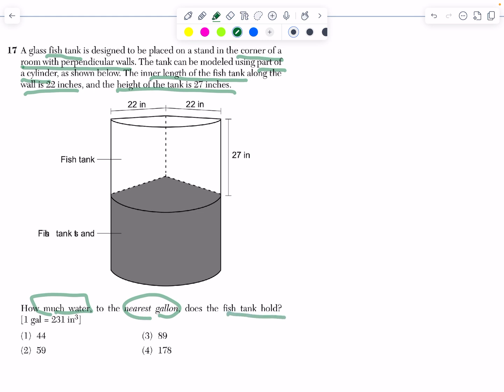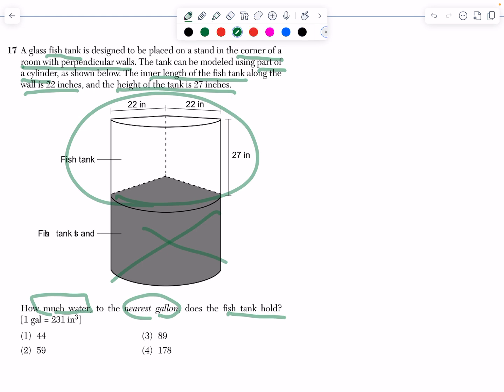Well, first of all, we have to understand that the fish tank is only this top part, so we don't care for this bottom part right here. And what was given in the problem was this important information. It is at the corner of a room with the perpendicular walls. So you have to understand there's a right angle here.